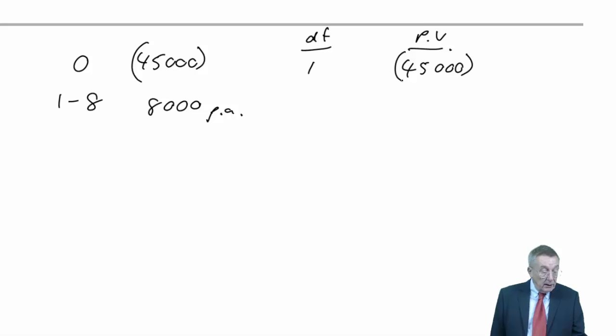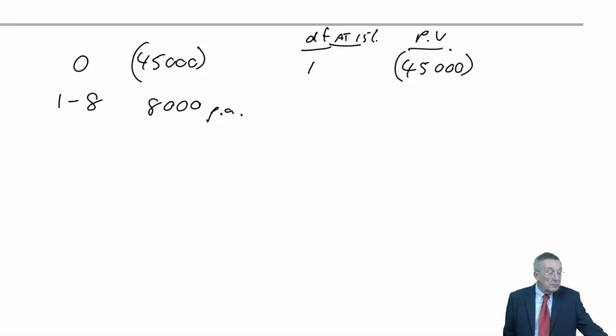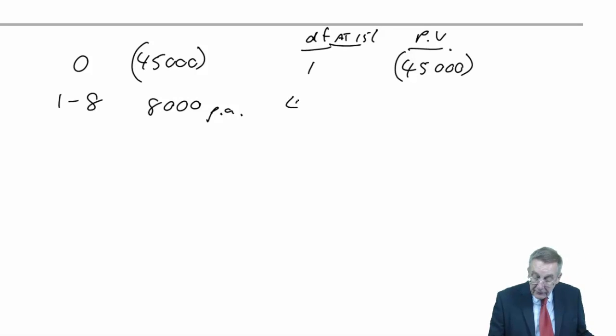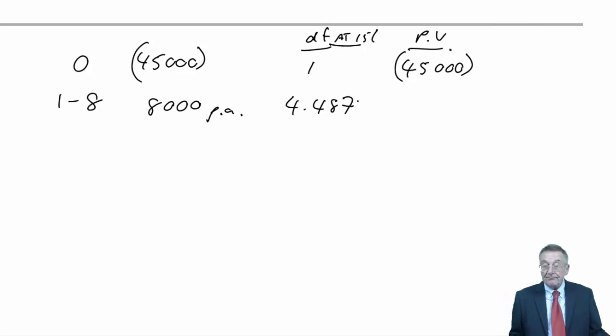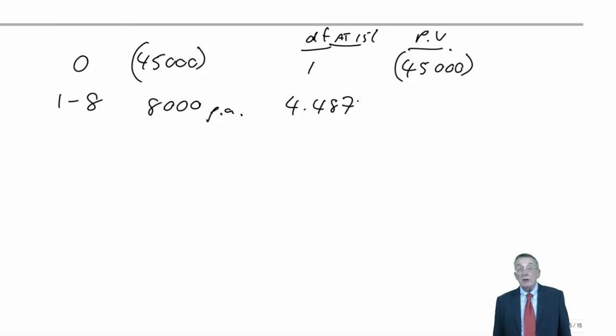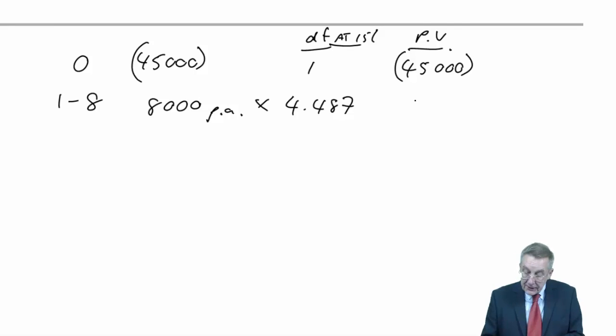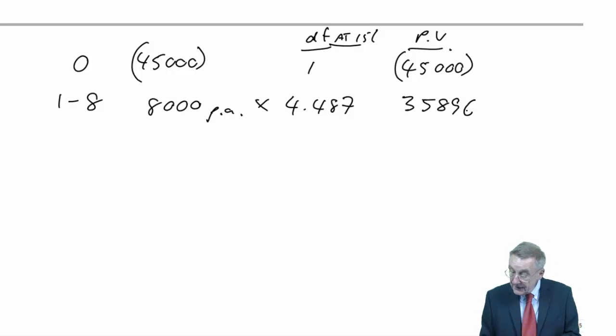So if you look at the 10% column, was it 10%? Oh, sorry, 15%. If you look at the 15% column, and because it's 8 years, the 8-year row, that 4.487 is the total of the ordinary factors in the previous sheet for 1 year, 2 year, 3 year, up to 8 years. And so the present value of all 8 flows is 35,896.